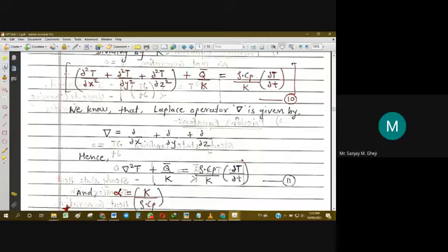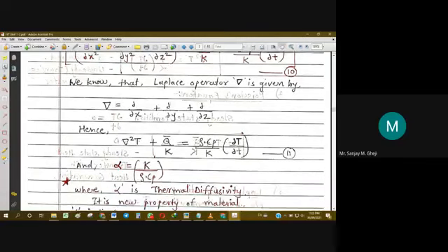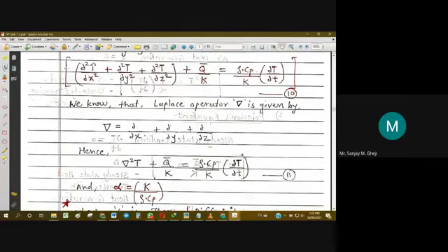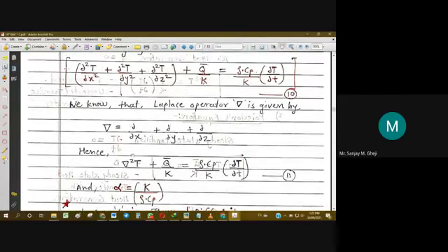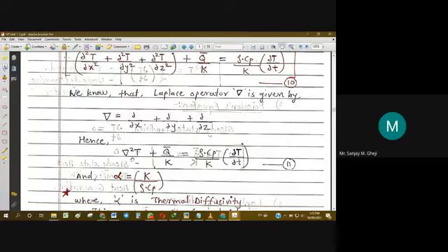So Laplace operator del is equal to del by del x plus del by del y plus del by del z. Since here the variable is T, this equation can be replaced by del square T. This entire equation will be represented as del square T plus q bar by k equal to rho Cp by k into del T by del t. Equation number 11.